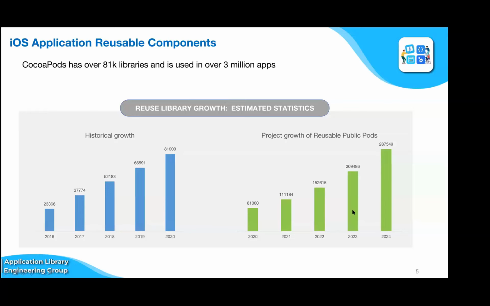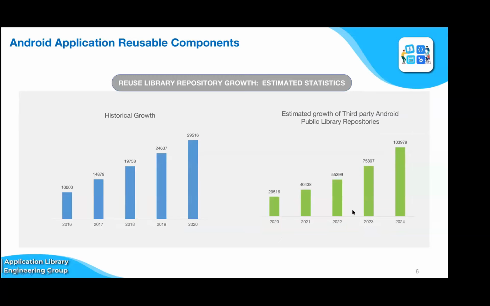I also tried to project based on the last 5 years of growth. In the next 5 years, how are these reusable components going to scale up? Now you can see here that more than 280K reusable components only for iOS are going to be created in the next few years.